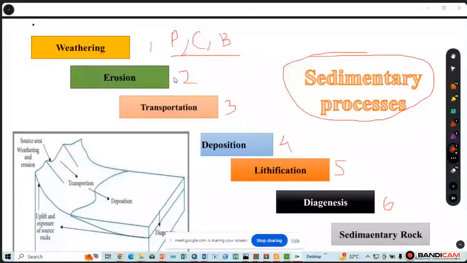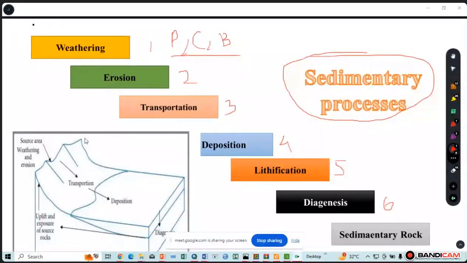What is erosion? Generally, erosion is the process which includes the destruction of the existing rock. That means the breakdown of the rocks, and it initiates the process of transportation. Remember these two things: what is weathering and erosion? Erosion is the initiation of the transportation process. After weathering and erosion, these rocks get transported.